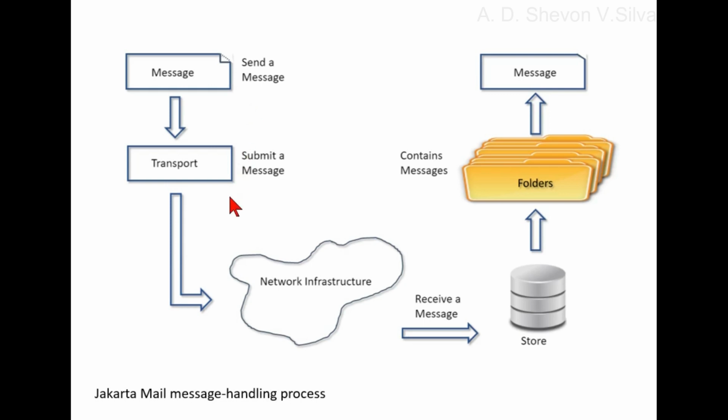Message composition and transport. A client creates a new message by instantiating an appropriate Message subclass. It sets attributes like the recipient address and the subject and inserts a content into the Message object. Finally, it sends the message by invoking the Transport.send method.